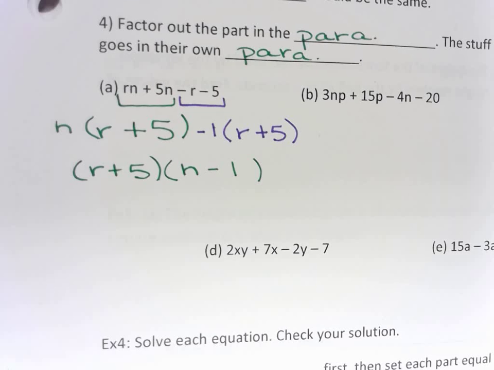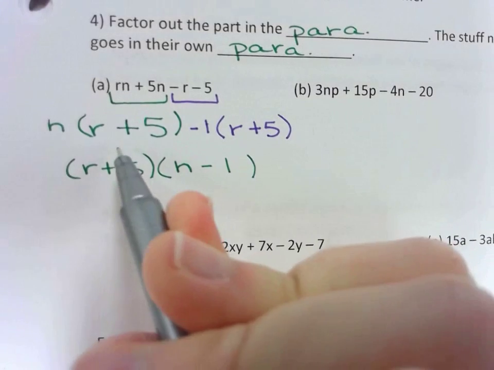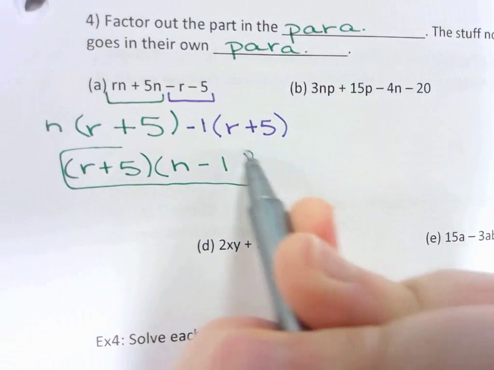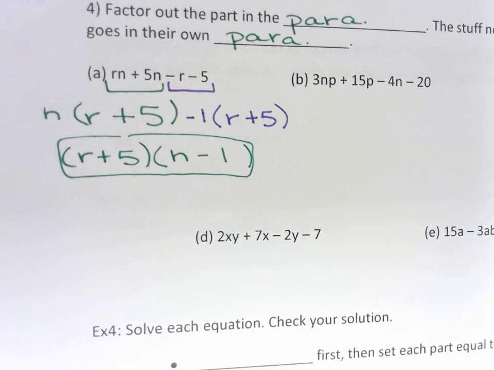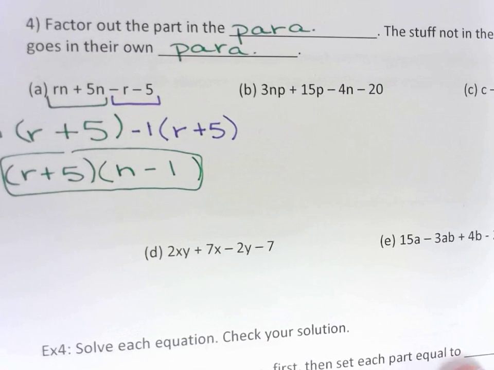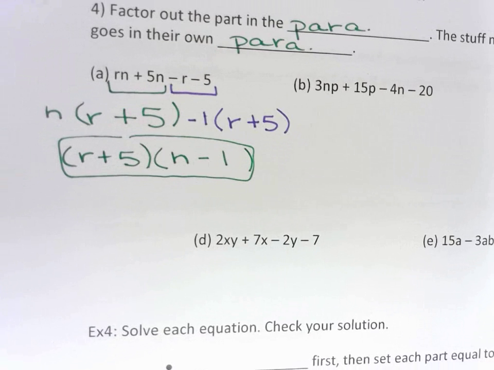It is multiplying. R plus 5 times n minus 1. I am multiplying: binomial times binomial, parenthesis times parenthesis. So this is your factored form. Okay? Any questions? Guys, pay attention, please.